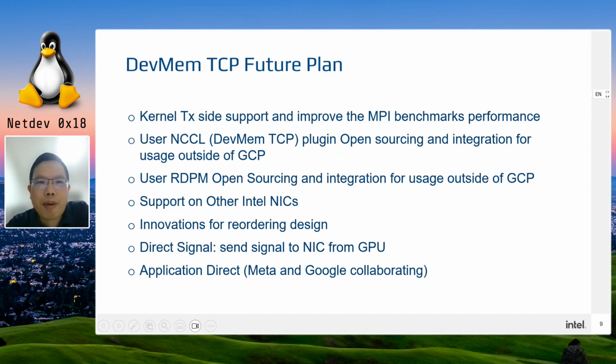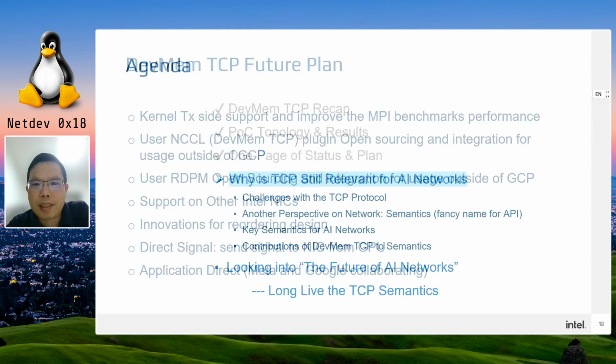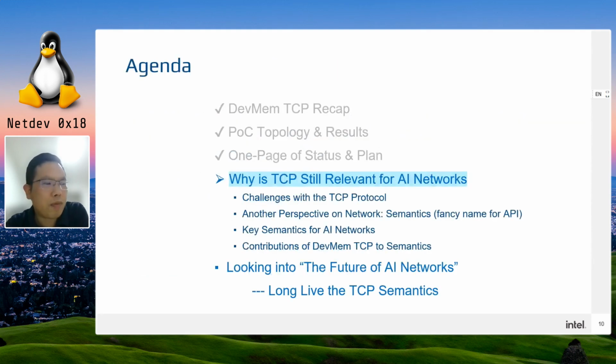Actually, we have a lot of things to do that we list on this page, but I will not go into the detail. Some of them will be done by Google, some will be done by Intel, and probably some will be done by other companies too. Yeah, this is the first part of the agenda.